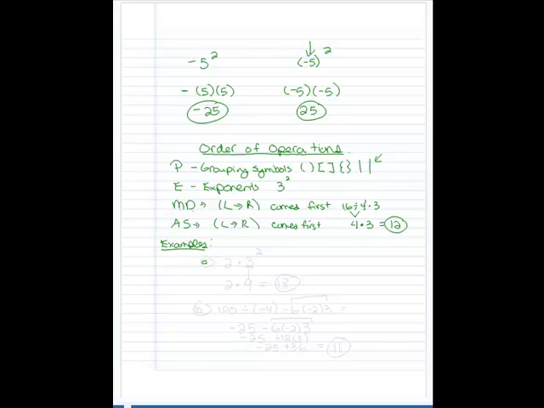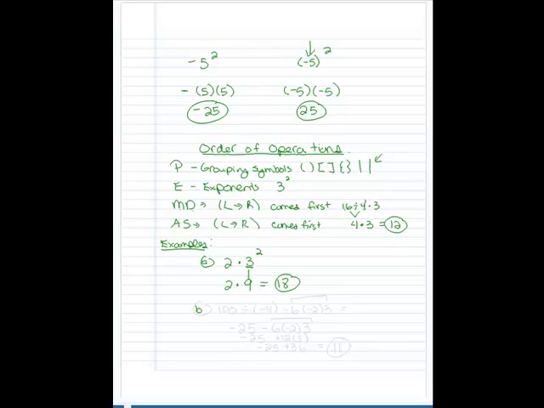Let's look at 2 times 3 squared. Well, here, there are no grouping symbols. There's an exponent. So I have a positive 3 squared. So 3 times 3 is going to give me 9. And then I'm going to bring down the times 2. So my final answer is 18.